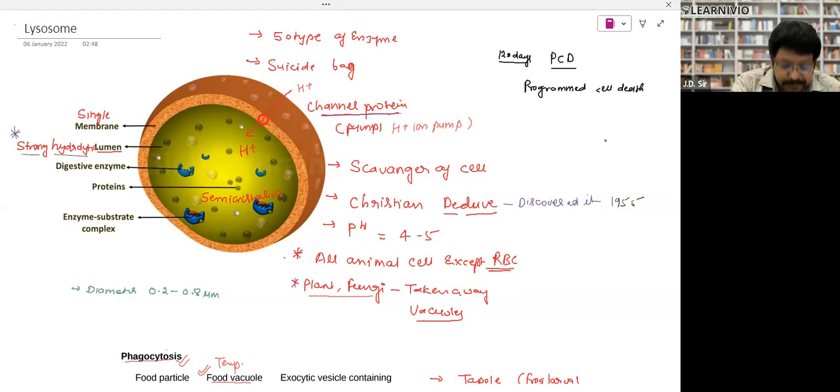The lysosomes are also called suicide bag of the cell. Underline this statement. Lysosomes are also called suicide bag of the cell. Full stop. If the membrane happens to get broken, they will digest all the cell organelles and the cell will die.